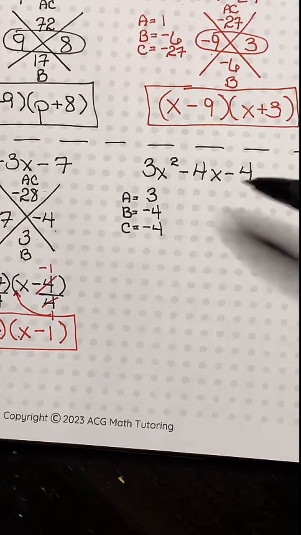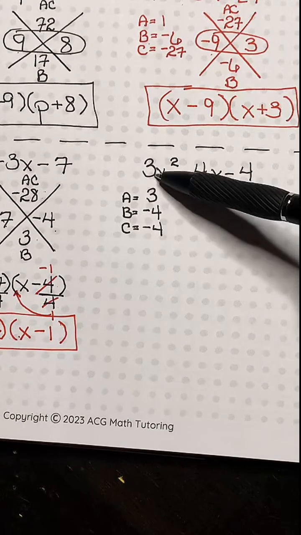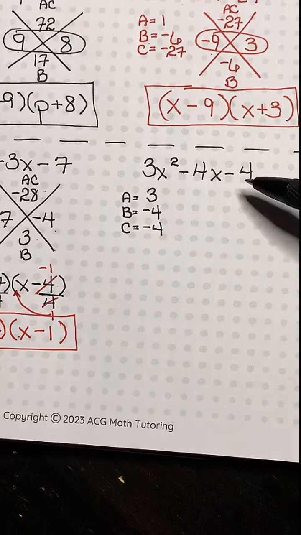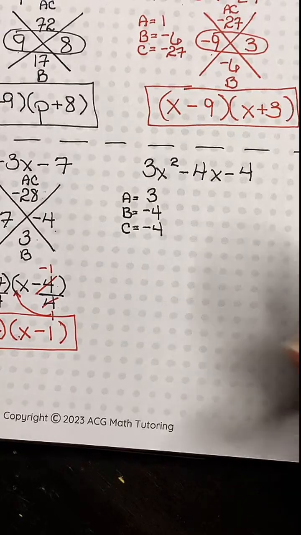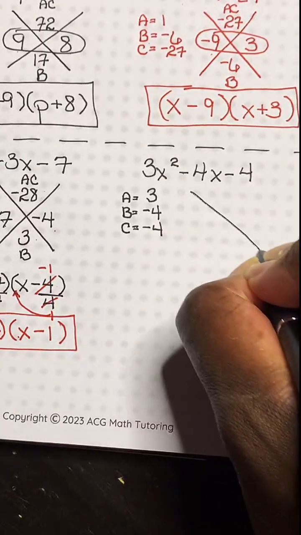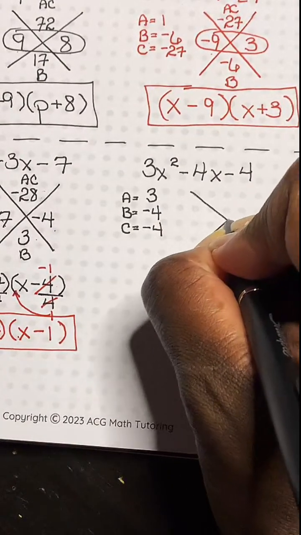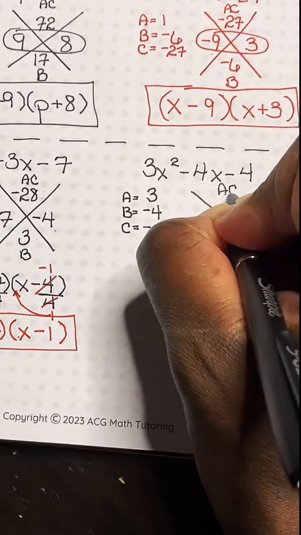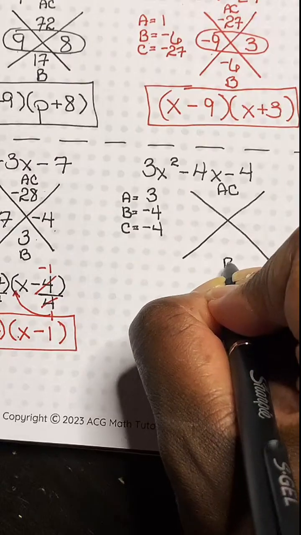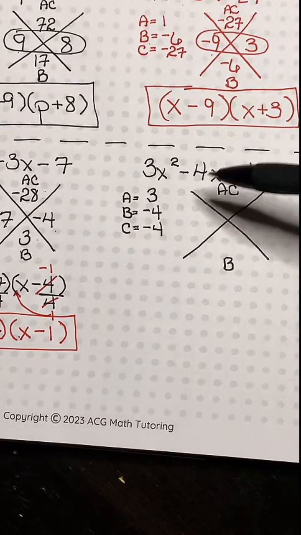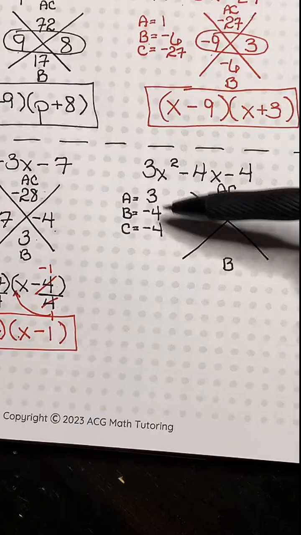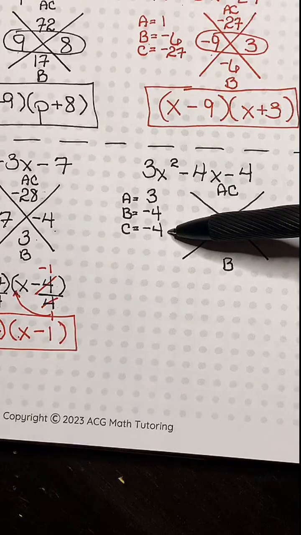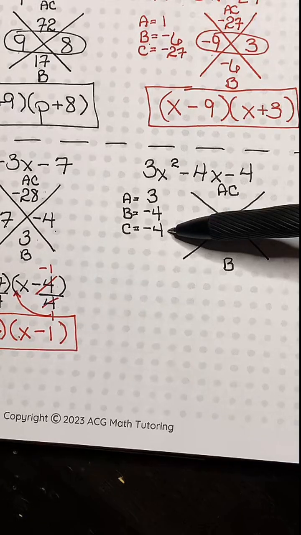Hey, Lynette. All right, so we have our 3, we have our negative 4, we have our negative 4. So now we're going with our cross. Multiply our A and our C, and rewrite our B. So if your A is 3 and your C is negative 4, 3 times negative 4 will give me what? Put that in the chat.